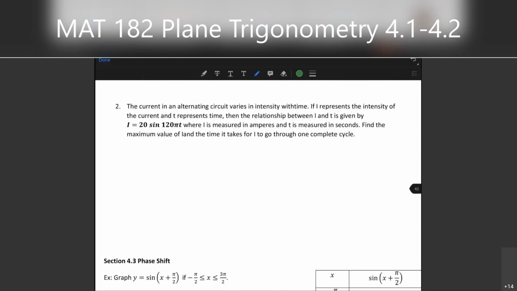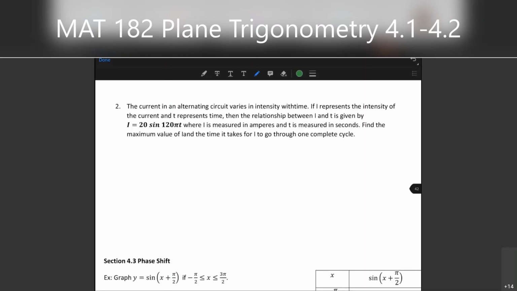So the current in an alternating circuit varies in intensity with time. If I represents the intensity of the circuit and T represents time, then the relationship between I and T is given by I is equal to 20 sine of 120 pi T, where I is measured in amps and T is measured in seconds. Find the maximum value of I and the time it takes for I to go through one complete cycle.